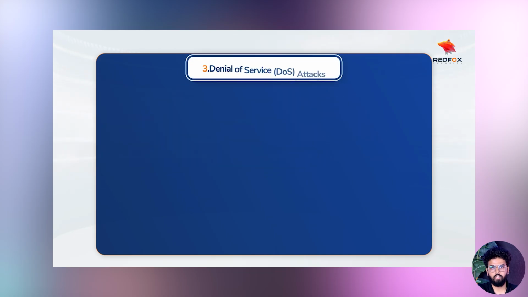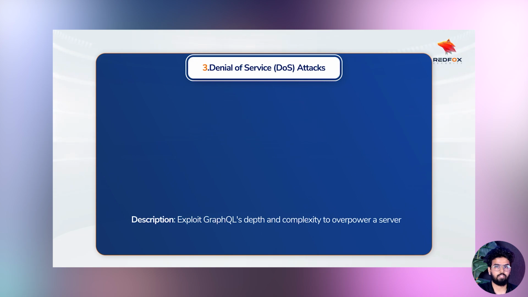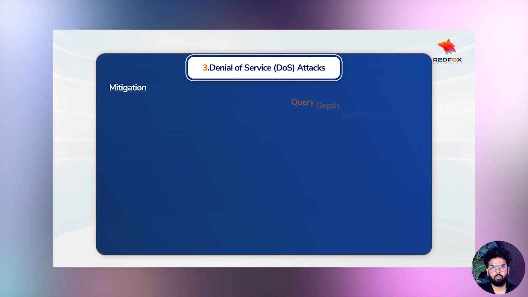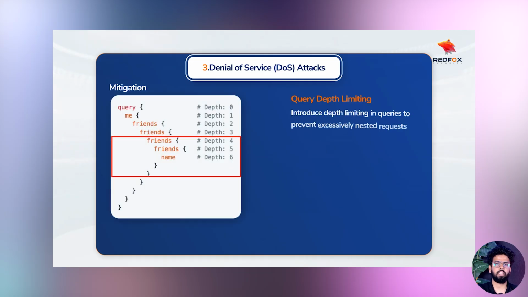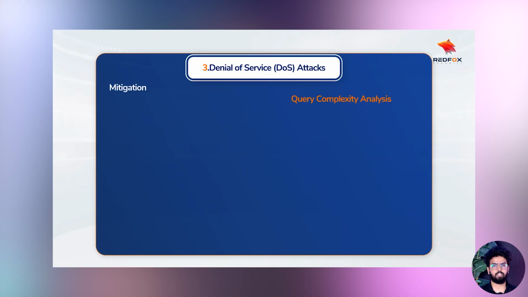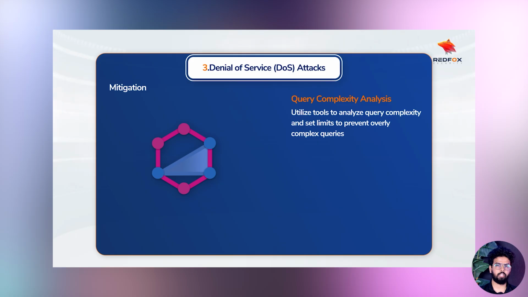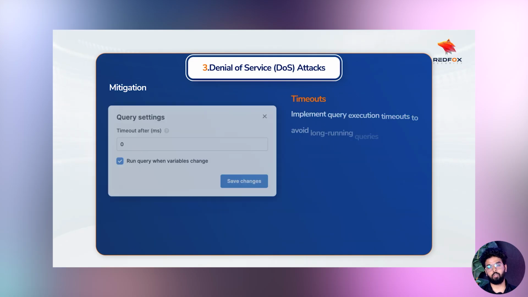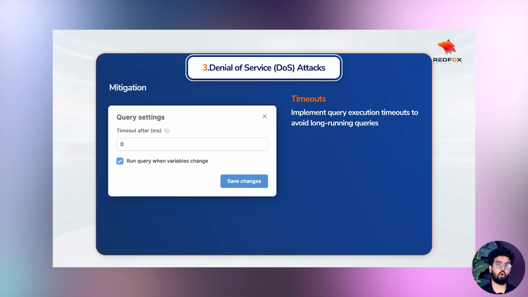Third are denial of service attacks. Exploit GraphQL's depth and complexity to overpower a server. Mitigation, query depth limiting. Introduce depth limiting in queries to prevent excessively nested requests. Query complexity analysis. Utilize tools to analyze query complexity and set limits to prevent overly complex queries. Timeouts. Implement query execution timeouts to avoid long-running queries.